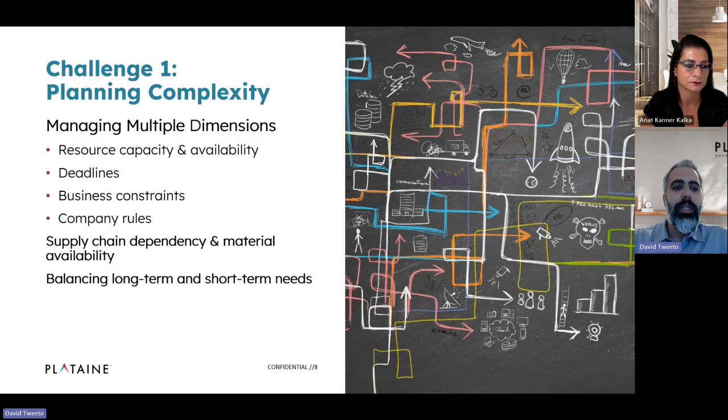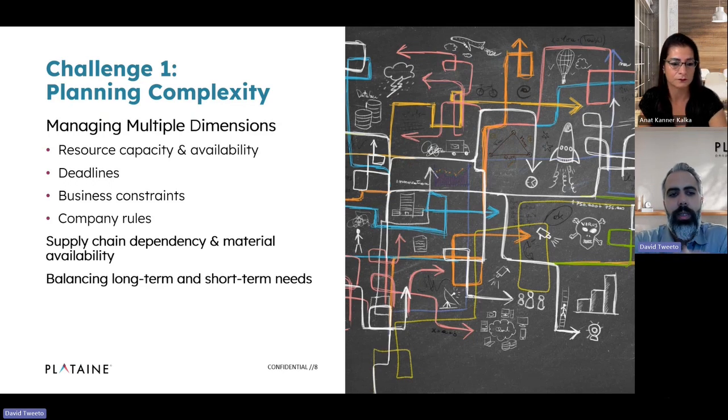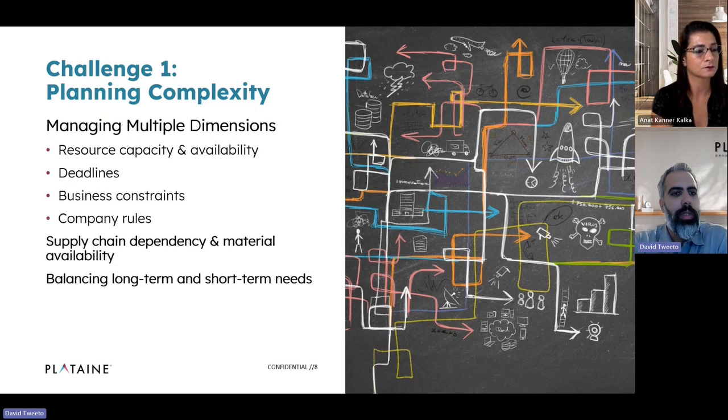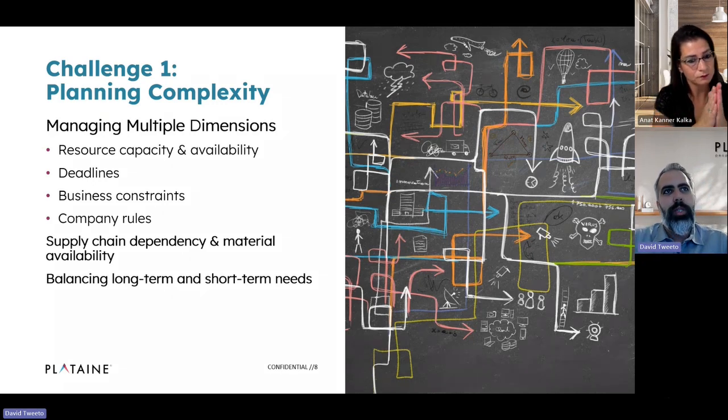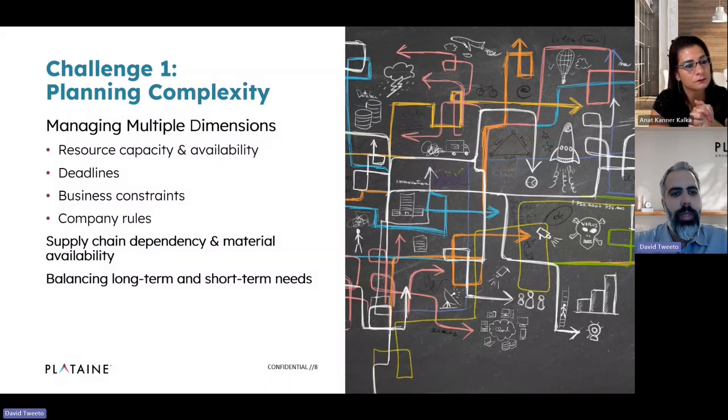So let's cover the first challenge when we talk about scheduling. The main challenge is the planning complexity, or as I like to call it, a multi-level or multi-dimensional problem. The first and most important, I think, is the resource capacity and availability. This is the first level of complexity. Your deadlines and due dates, which come from your work orders and your workload, the business constraints and business goals, which are unique to your business, and of course, company rules and knowledge that you own and came up with along the years. Of course, supply chain dependency and material availability, and balancing between the long-term and short-term needs as well. And as you see, it's a multidimensional problem, and we will see how to attack it.